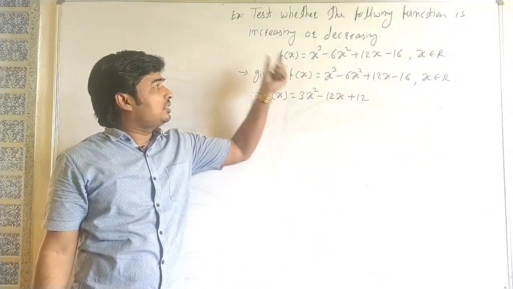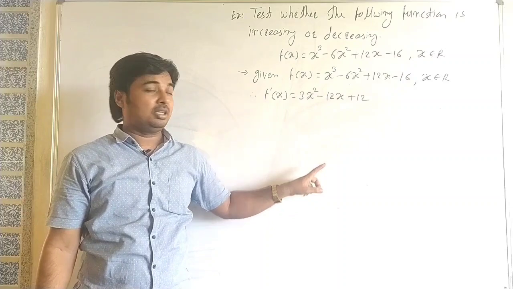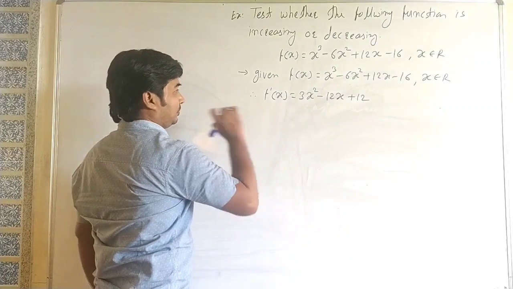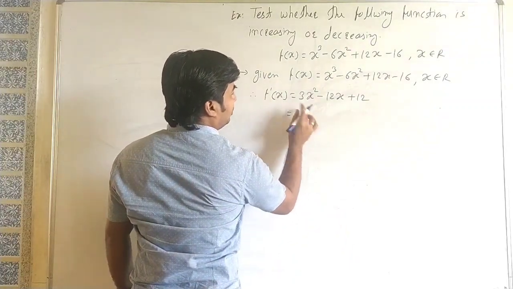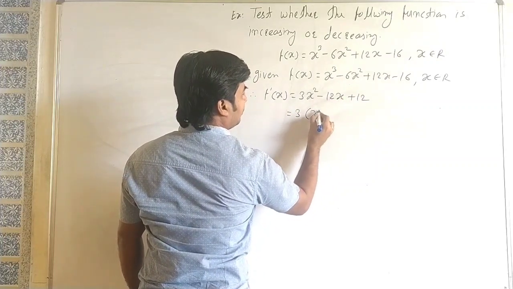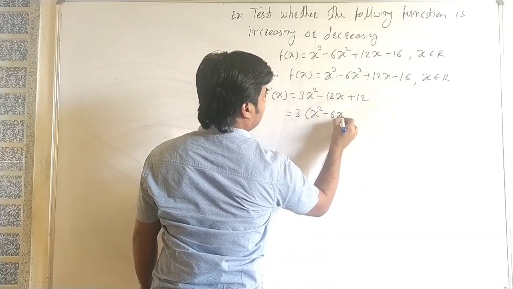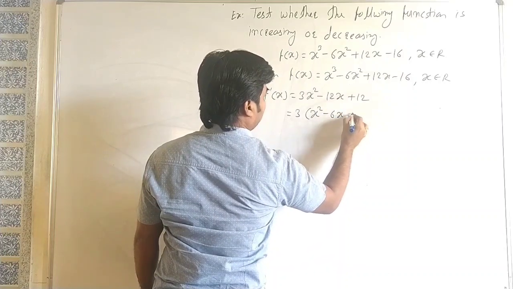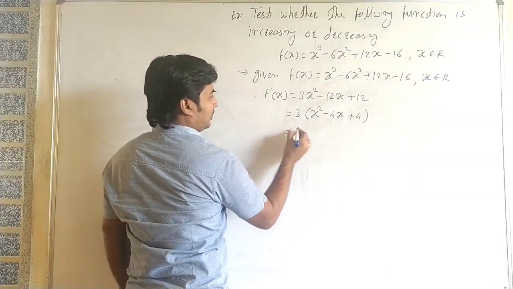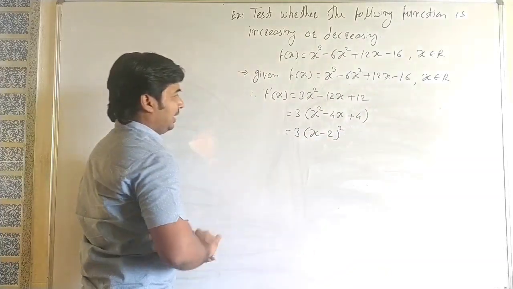Now the function f of x is increasing or decreasing. If the derivative of the function is negative, that is less than 0, then it is a decreasing function, and if the derivative of the function is greater than 0, then it is an increasing function. Now it is f dash of x, therefore we can write here 3 common factor, and it is a quadratic function. x square minus 6x plus 6, it is 4 and plus 4. Now it is 3 into x minus 2 whole square. It is f dash of x.